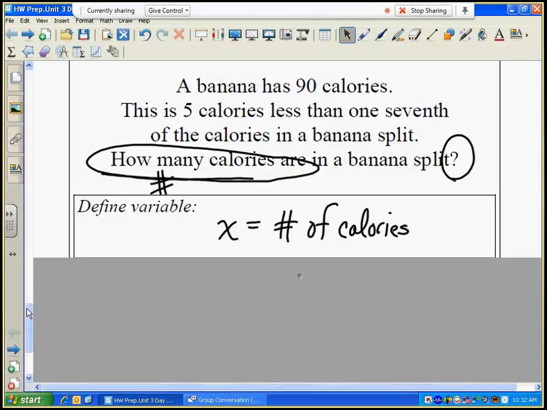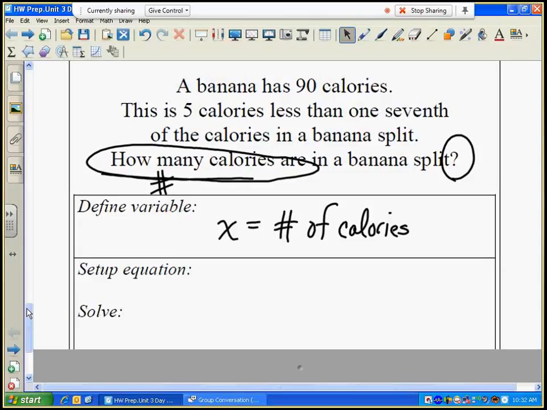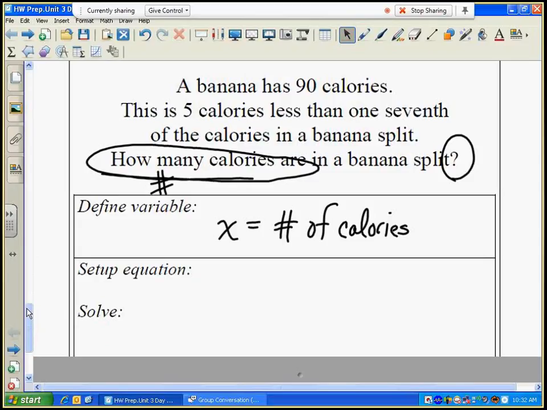All right. Now take a moment and set up your equation. Push the pause button. Go ahead and set it up, and then let's compare what we have. Go. All right, it says that a banana has 90 calories. And then it says this is. Okay, so this right here is referring to that 90. So 90 equals 5 calories less than.